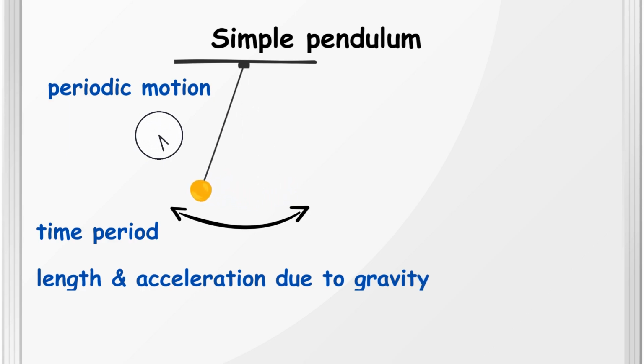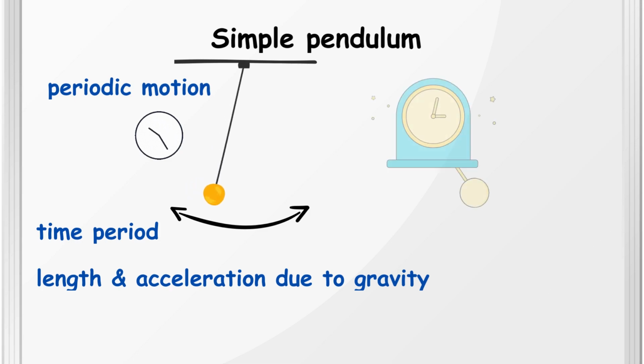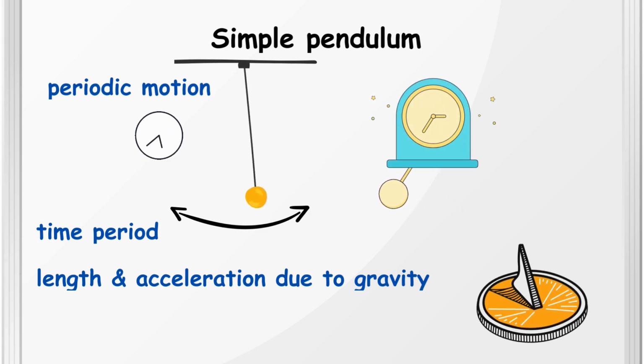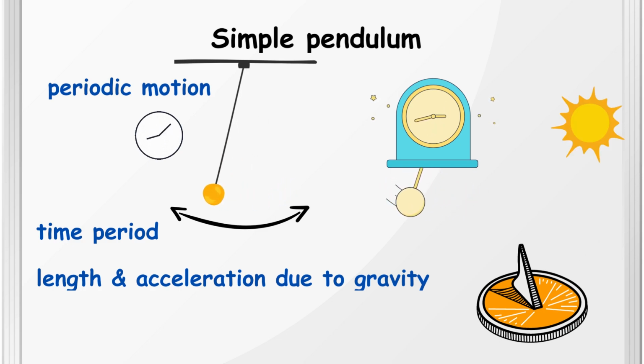Measuring time. Periodic events such as the motion of a pendulum are used for the measurement of time. The time period of a pendulum can be used to make clocks and watches. Sundials can also be used to mark the time of the day based on the position of the sun.